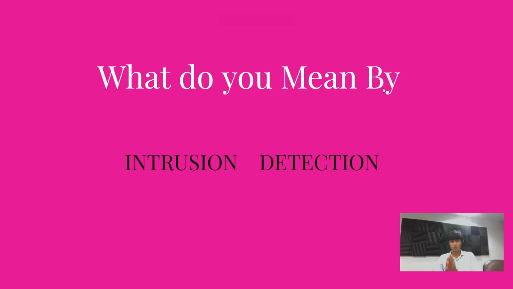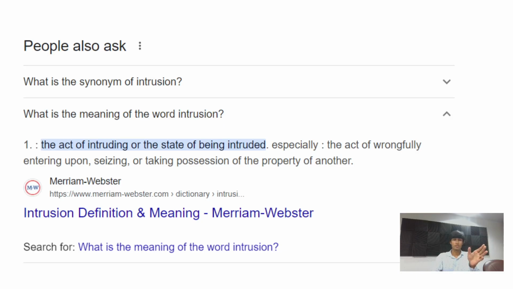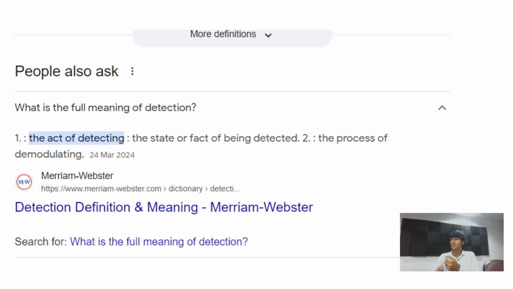So what do you mean by intrusion detection? These are the two words, intrusion and detection. If I search on Google, intrusion is the act of intruding or the state of being intruded. Like if I forcefully check someone's network without their permission, that's being intruded, right? And detection: if I go into someone's house and they somehow detect or see me, that is basically a detection. So intrusion detection means something intruded a system and the system detected it.